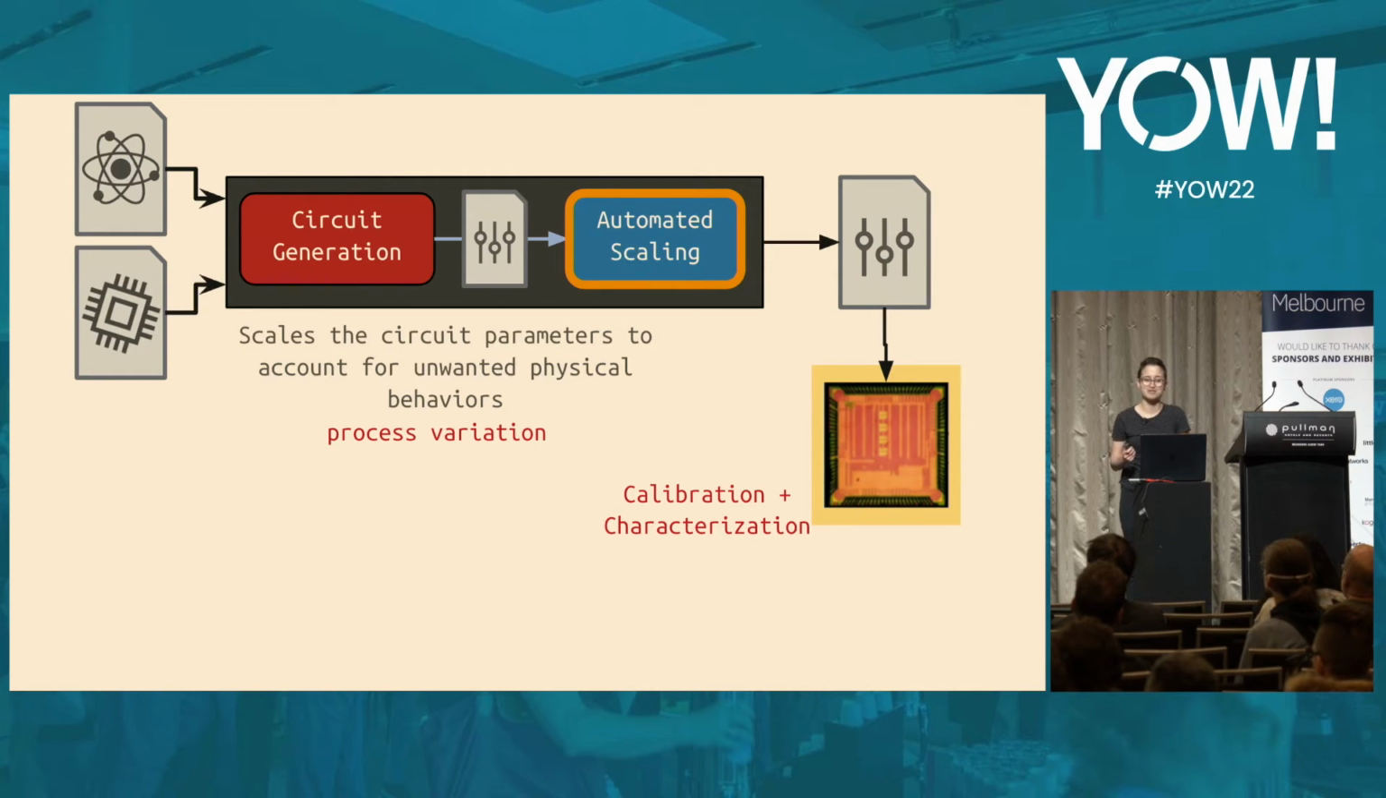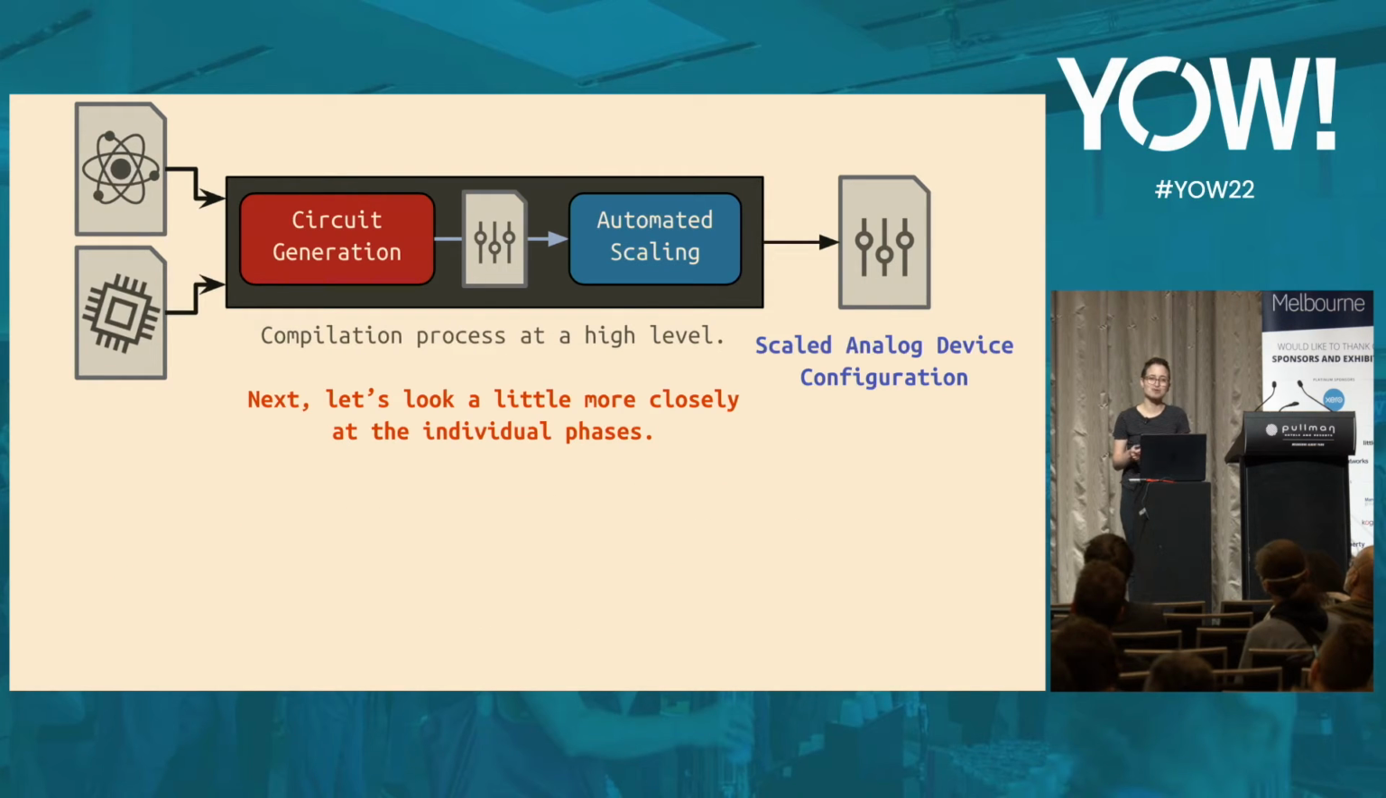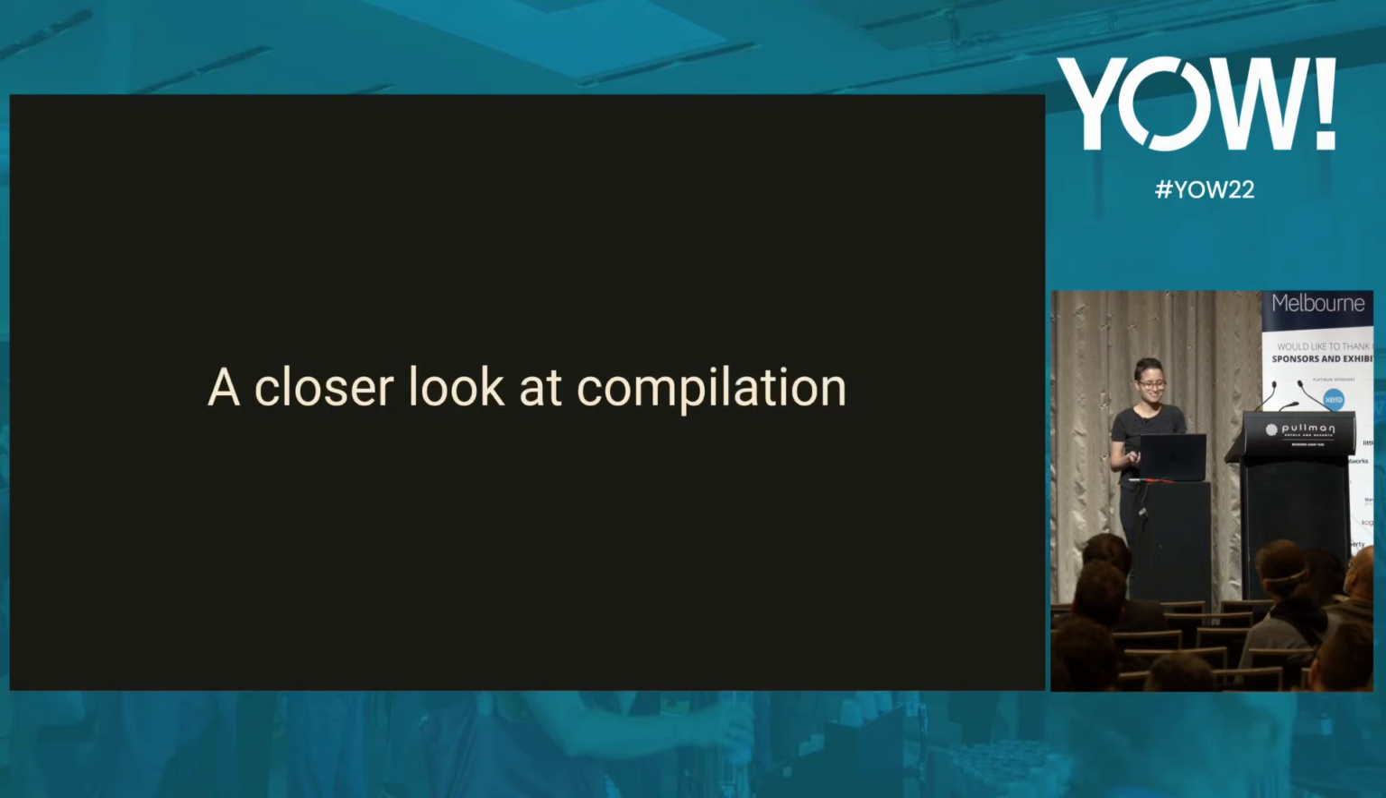And I'll talk about this a little bit later. So yeah, co-designed. And then I guess the net point here is that by co-designing the software stack with the low-level hardware algorithms, you can basically accomplish more. You can get better fidelity results out of your hardware because there's a cross-stack optimization that's happening. Okay, so now we can look more closely at the individual phases.